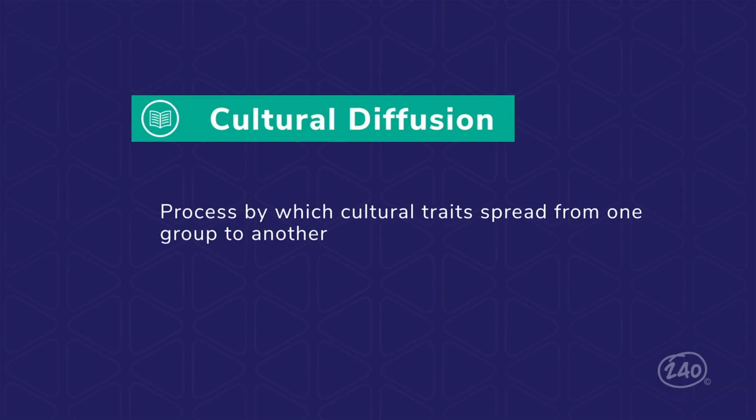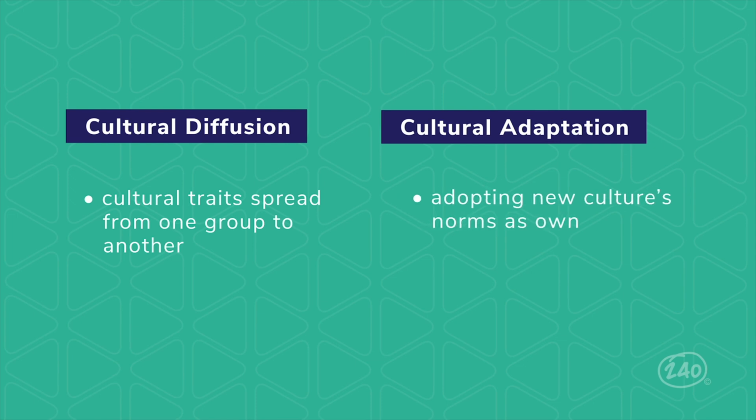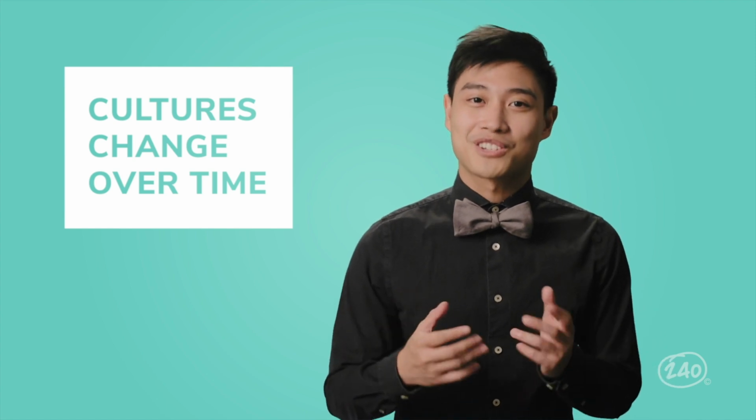Cultural diffusion is the process by which cultural traits spread from one group to another. For example, many new foods like tacos or lasagna have been introduced to American culture as the result of immigration. Just as cultures are influenced by new people, people are influenced by new cultures. Immigrants to a new community adjust to the norms of the new culture and adopt them as their own. This is called cultural adaptation. So remember, cultures change over time, especially when people from different cultures interact. You can conquer this exam in no time, and it'll be a thing of the past.